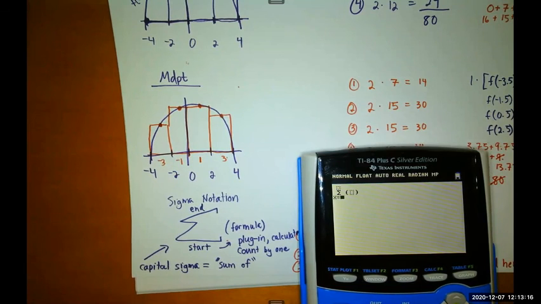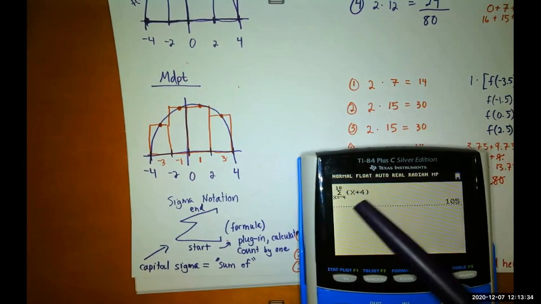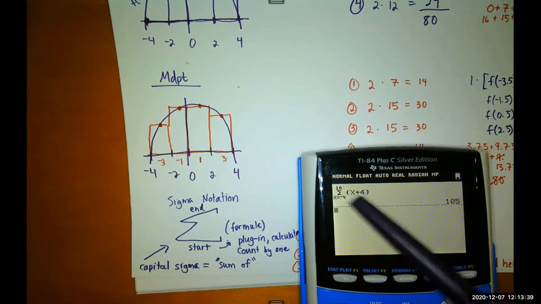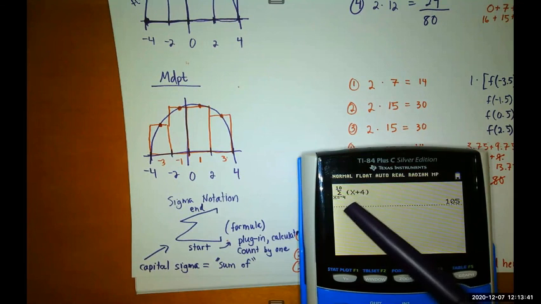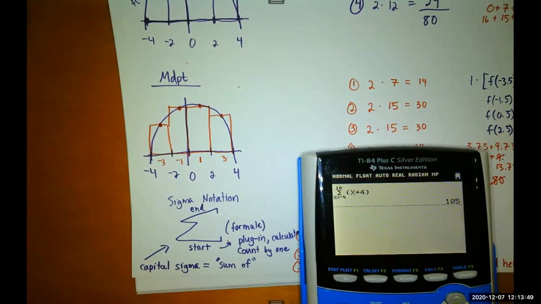So if I want to go from x equals -4 to x equals 10, and I just want to do it for x plus 4, what my calculator is going to do, well, it's not actually what it's going to do. There's a shortcut formula here. But what my calculator does is it substitutes in -4, gets 0, substitutes in -3, gets 1, -2 gets 2, -1 gets 3, 0 gets 4, 1 gets 5, etc., all the way up until it reaches 10. And then those values get added up to equal 105. So go ahead and use your calculator for that.